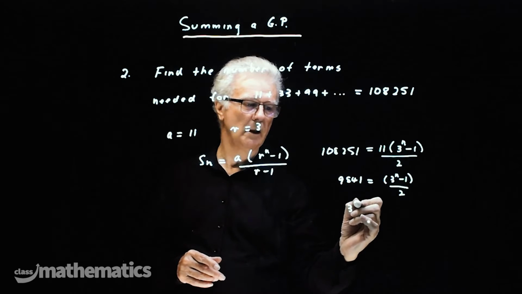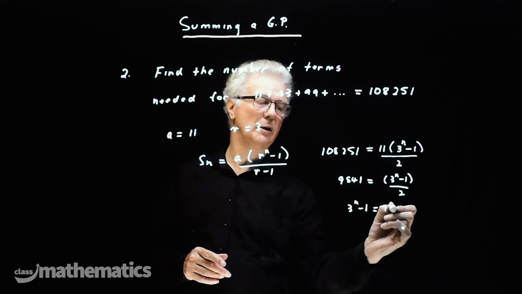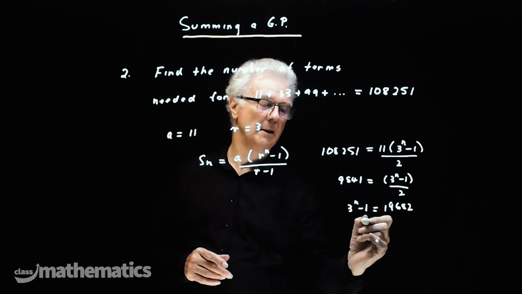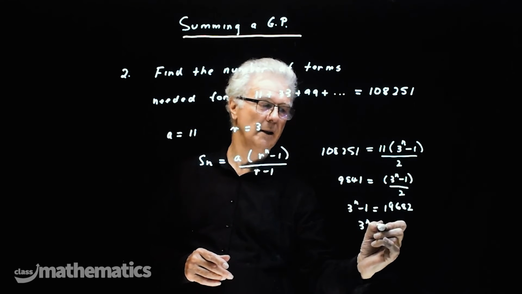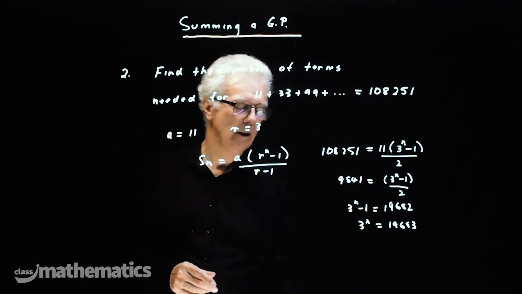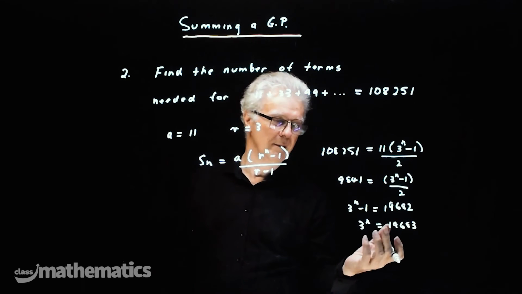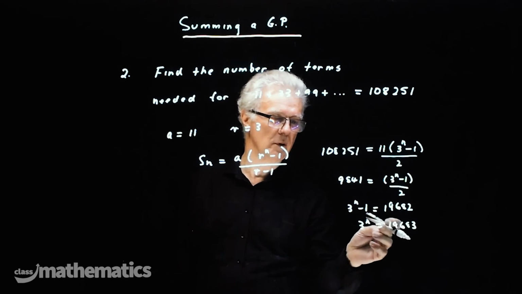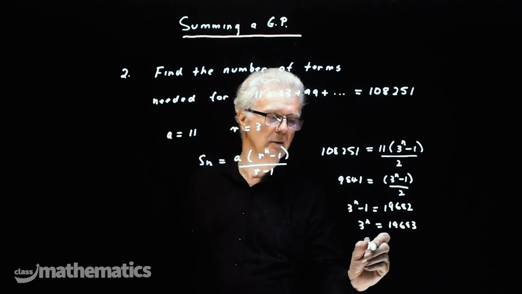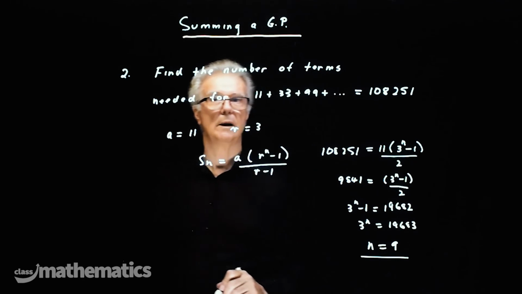So 3 to the n minus 1 is equal to 19682. So 3 to the n is 19683. Now you could use logs to work this out, taking logs of both sides, etc. But with GPs, it's probably just easy to put this into a calculator. So try various values, and when you put in n equals 9, that gives you that result. Okay, done.